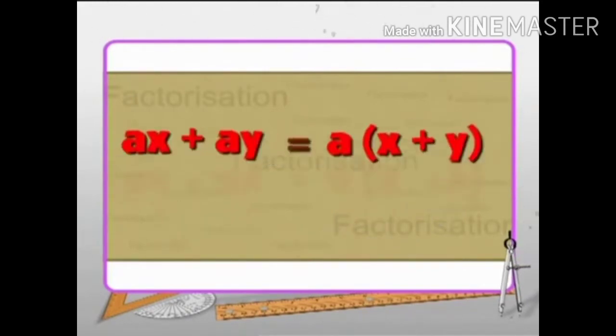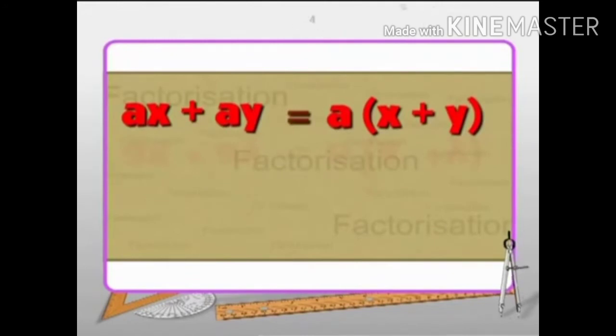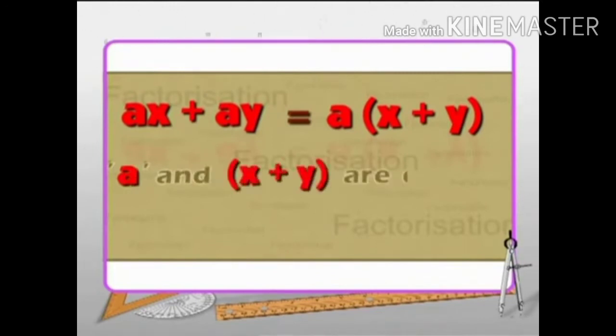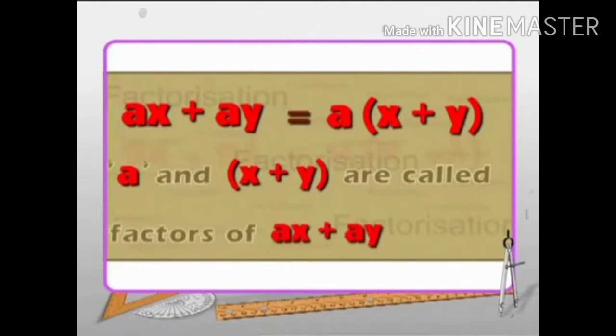In the algebraic expression ax plus ay, a is common to both the terms ax and ay. So, we take out a from both the terms to obtain ax plus ay is equal to a multiplied by (x plus y) the whole. Here, a and (x plus y) are called the factors of the algebraic expression ax plus ay.